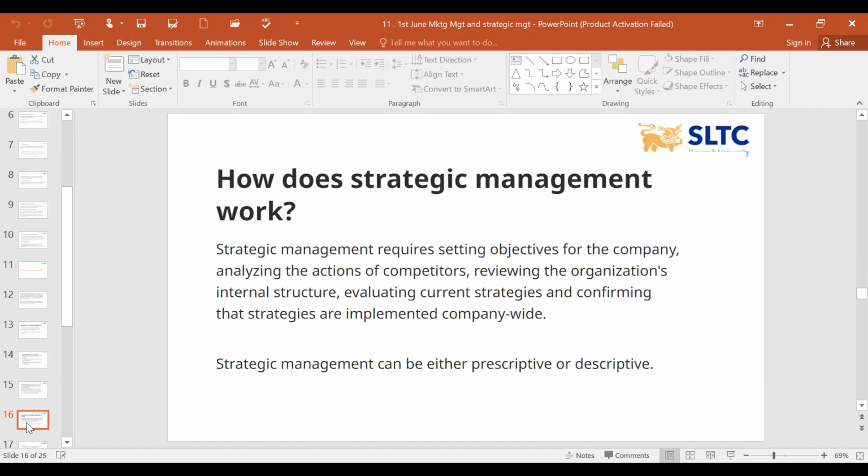How does strategic management work? Strategic management requires setting objectives for the company, analyzing the actions of competitors, reviewing the organization's internal structure, evaluating current strategies, and confirming that strategies are implemented company-wide.